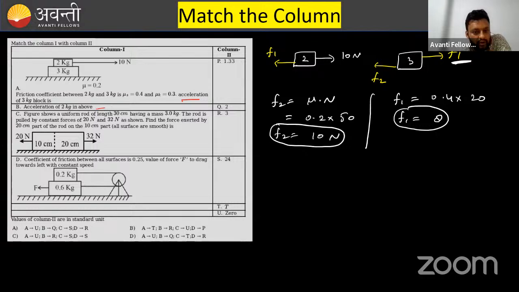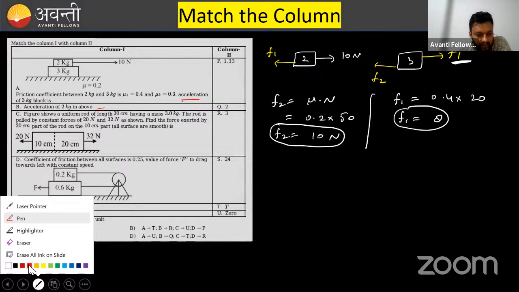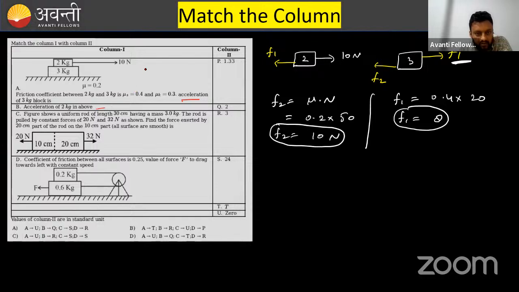If 3 kg block will not move, what will be the acceleration of 3 kg block? What you will match? Option A will go with 0. 0 means option number U. That means we can write somewhere that A is going with U. Correct.